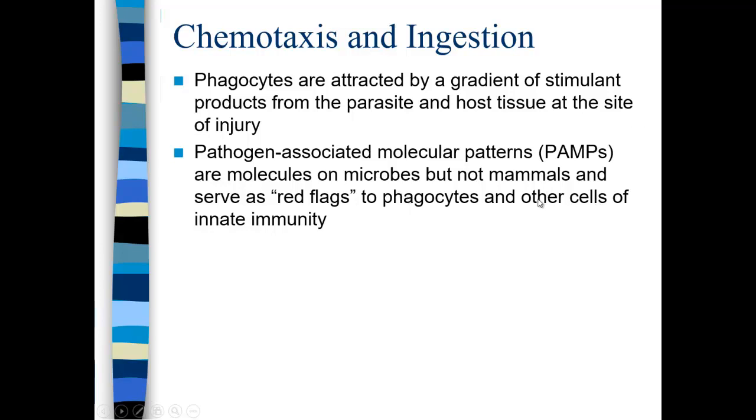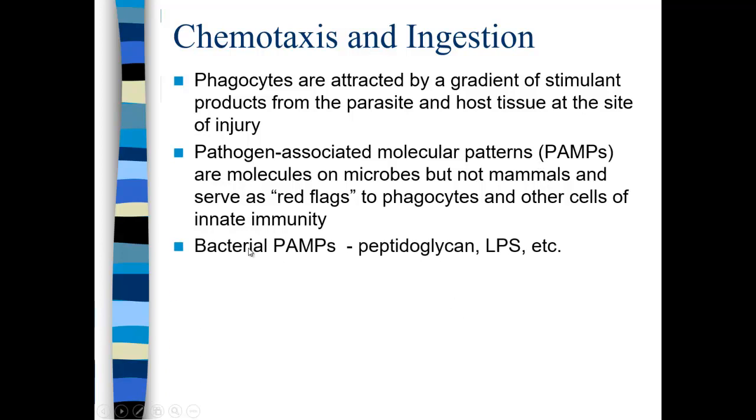And then the PAMPs, again, they're on microbes, and they serve as red flags to the phagocytes and other cells in innate immunity. Okay, PAMPs are not involved in acquired immunity, so this is the second arm of the body's response. You've got the first line of defense, second line of defense. Second line of defense is non-specific immune cells and molecules, and so this falls in the second line of defense. Okay, PAMPs are innately recognized by the immune system. They are not a part of the acquired immunity.